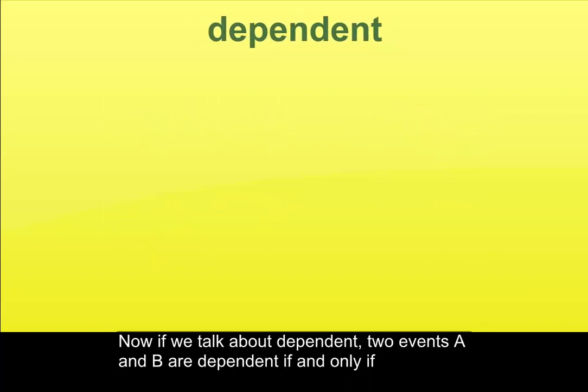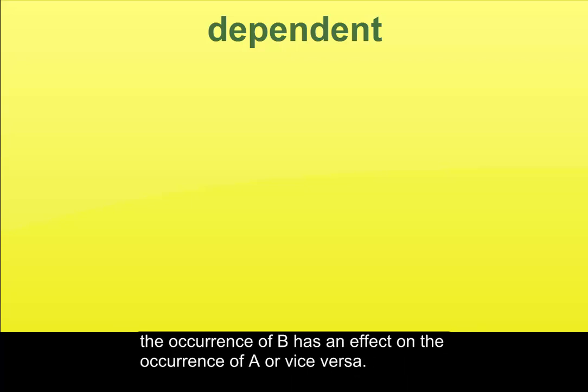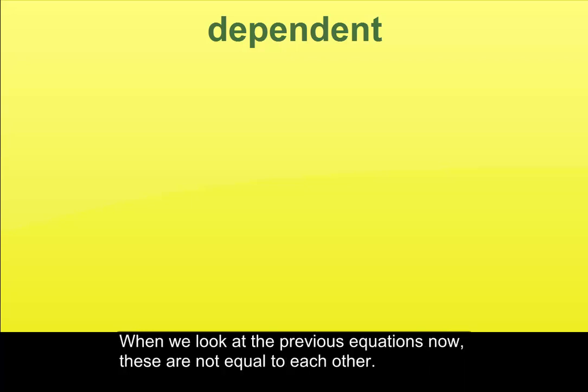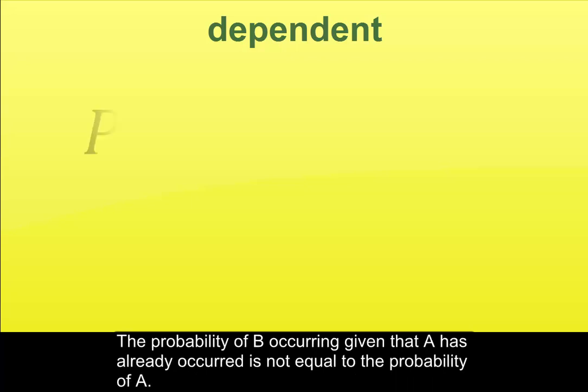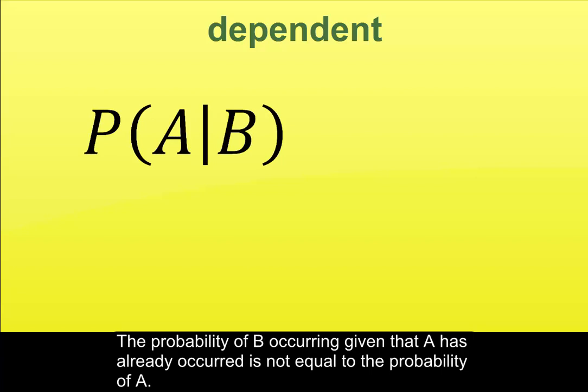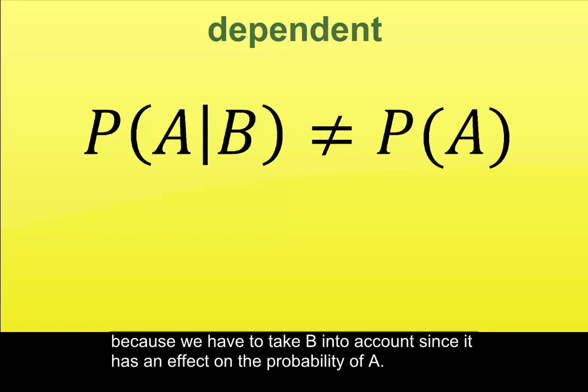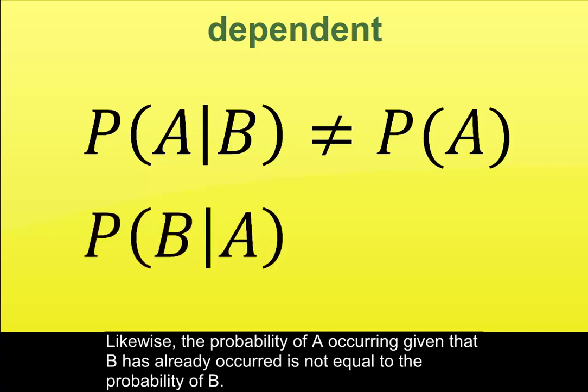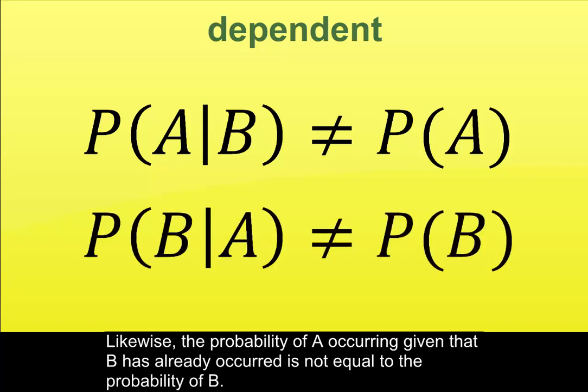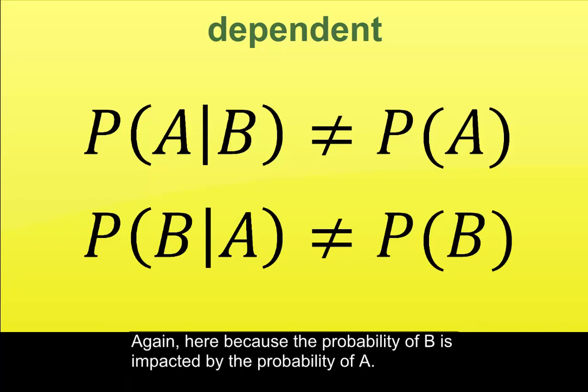Now, if we talk about dependent events, 2 events A and B are dependent if and only if the occurrence of B has an effect on the occurrence of A or vice versa. So when we look at the previous equations now, these are not equal to each other. So the probability of B occurring, given that A has already occurred, is not equal to the probability of A, because we have to take B into account, since it has an effect on the probability of A. And likewise, the probability of A occurring, given that B has already occurred, is not equal to the probability of B. Again here, because the probability of B is impacted by the probability of A.